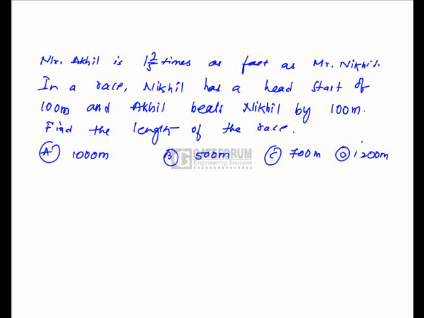It is given that Mr. Akhil is 2 by 5 times as fast as Mr. Nikhil. In a race, Nikhil has a head start of 100 meters and Akhil beats Nikhil by 100 meters. Then we have to find the length of the race.